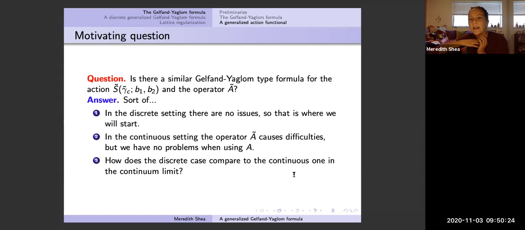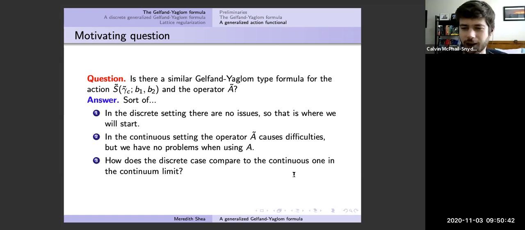So before I get into the next part, which is going to be all about the discrete setting, are there any questions so far, I guess? Okay. I'm pretty sure you said this before and I just forgot. What's the motivation again for considering A tilde instead of A?